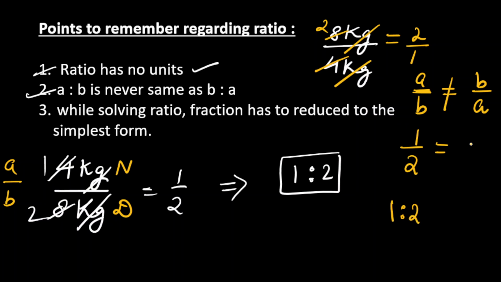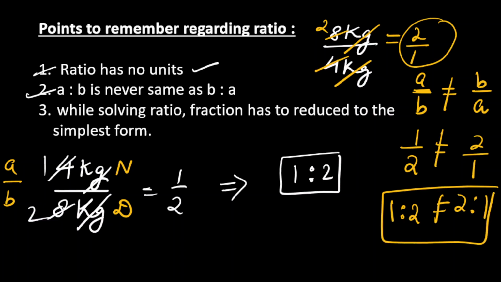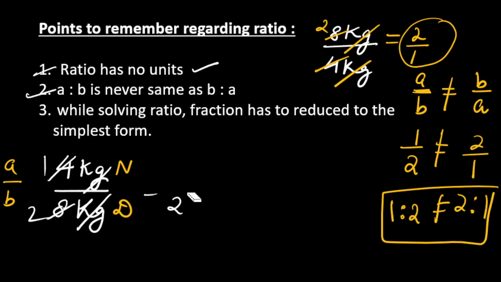And by a we got the answer as 2 by 1, which is 2 is to 1, and both of these are not equal to each other. So you have to always remember this: A is to B is never the same as B is to A. While solving the ratio, the fraction has to be reduced to the simplest form.